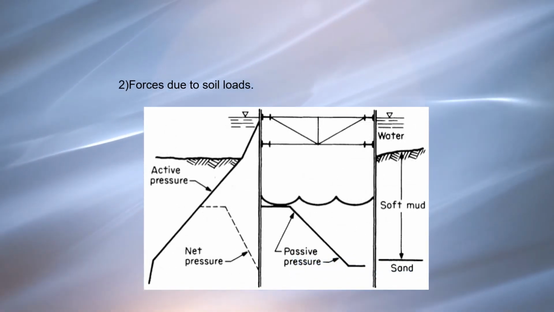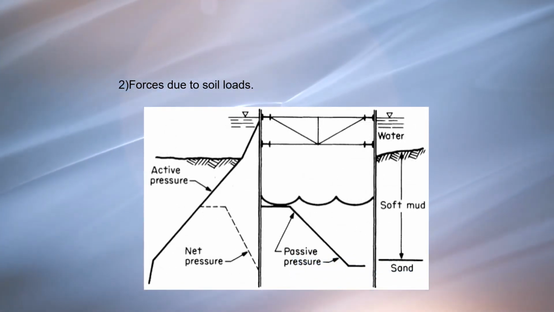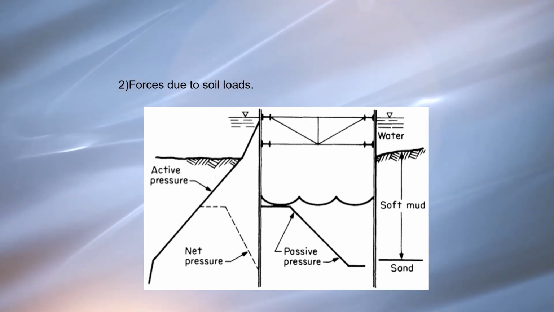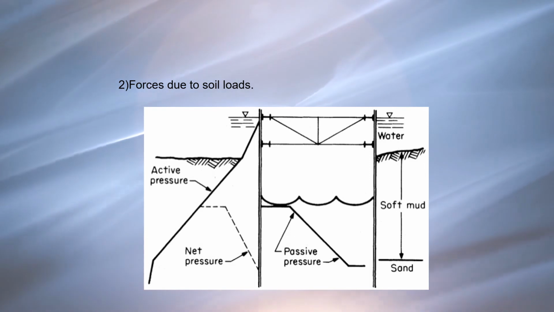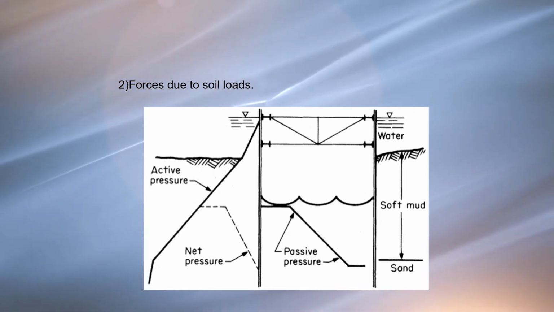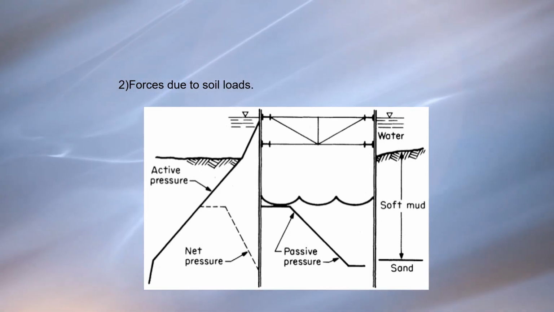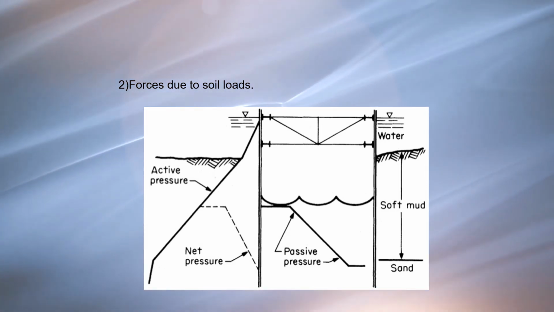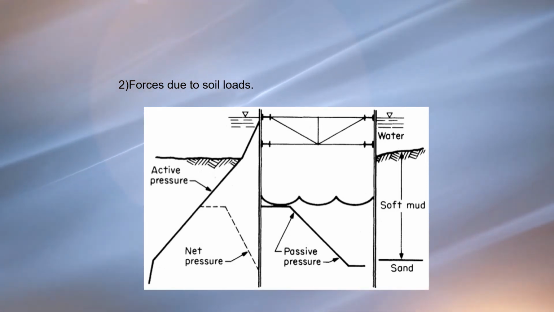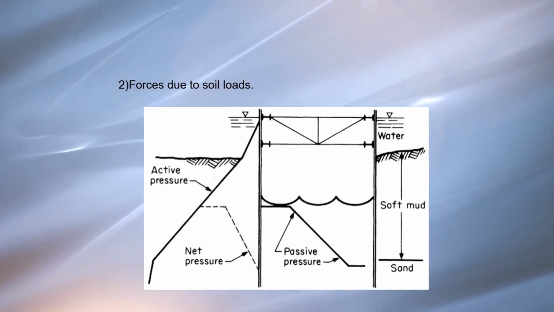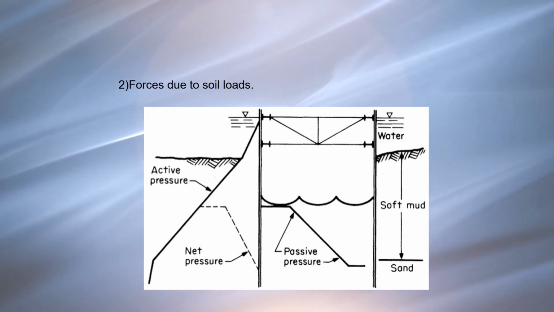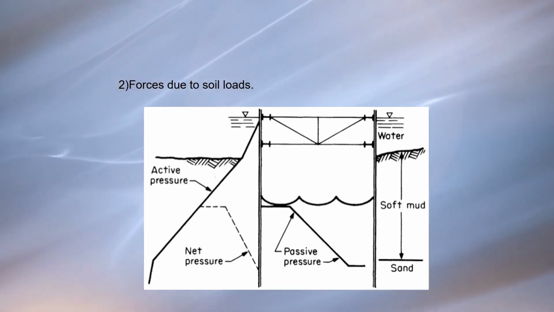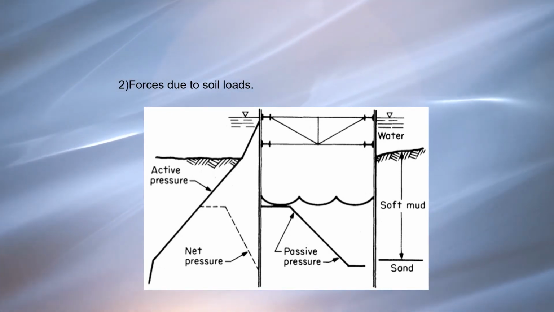Number 2. Forces due to soil loads. The soils impose forces, both locally on the wall of the cofferdam and globally upon the structure as a whole. These forces are additive to the hydrostatic forces. Local forces are a major component of the lateral force on sheet pile walls, causing bending in the sheet and axial compressions in the strut.